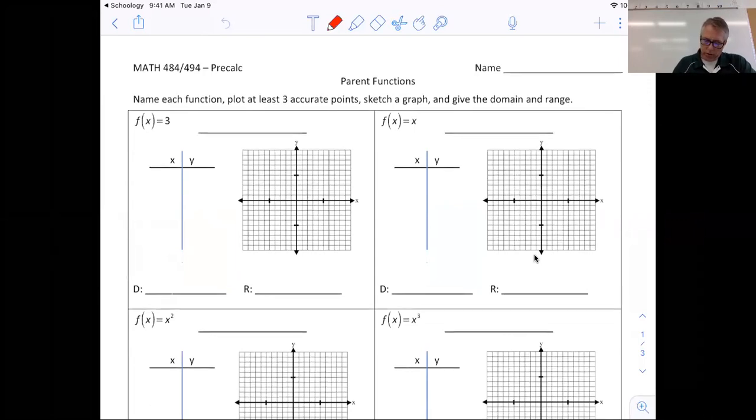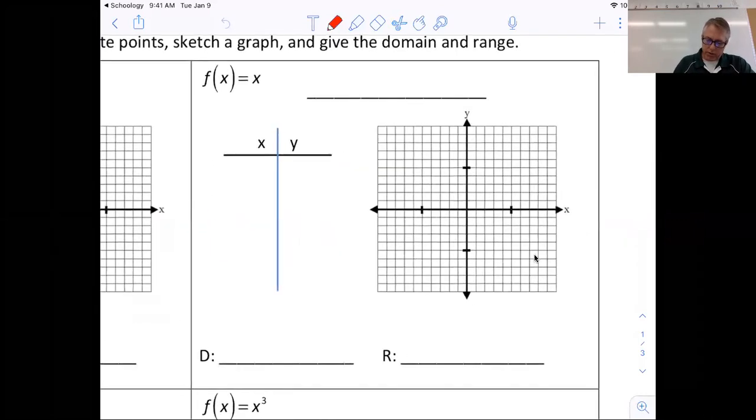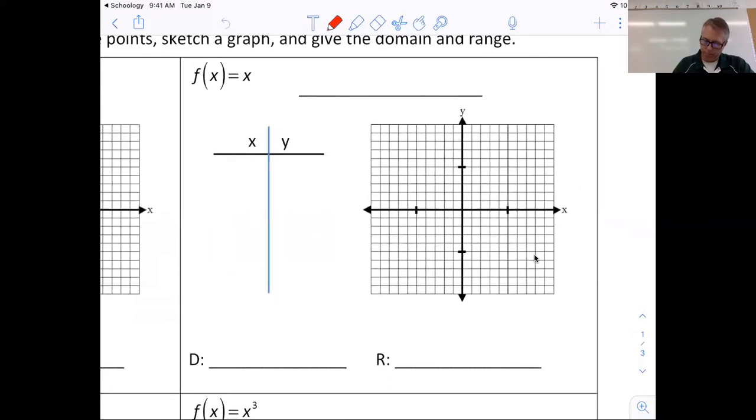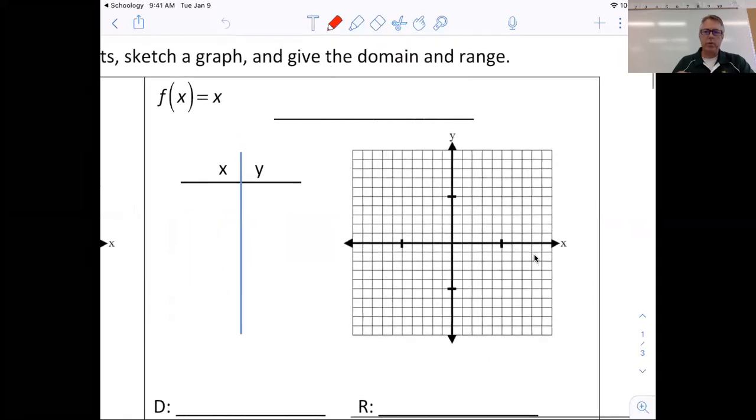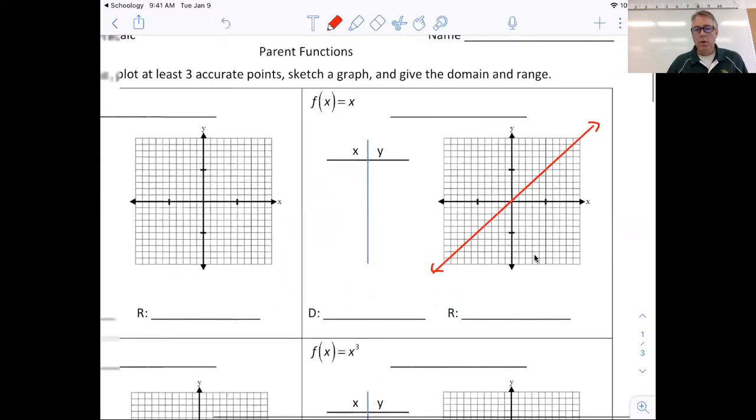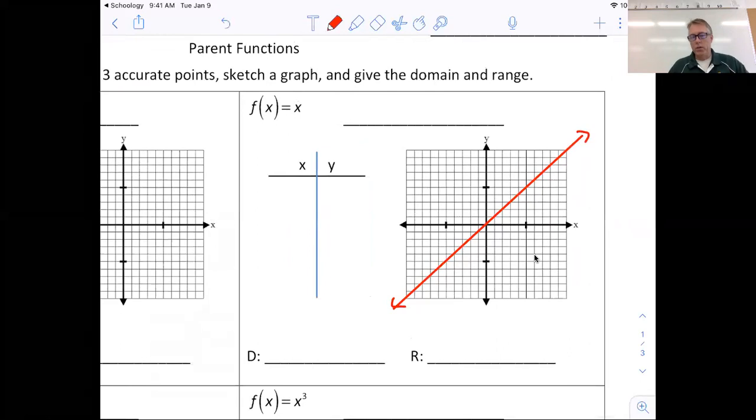But I'm going to skip the first one and start with just f of x equals x. And so think of that as like in slope-intercept form, y equals mx plus b. Our slope is 1 and our y-intercept is 0. So without making a chart, and I'm not going to bother making a chart, that line is going to look just like that. It's a y-intercept of 0 and has a slope of 1.